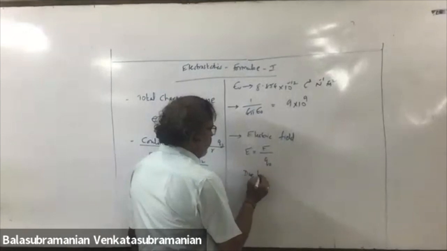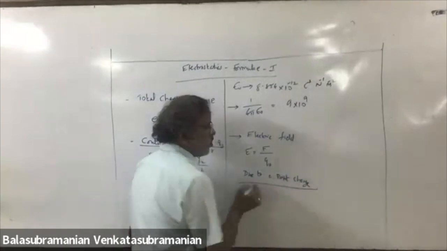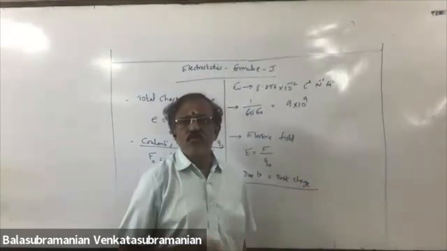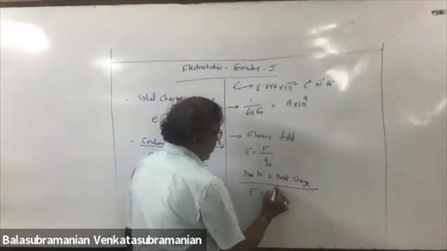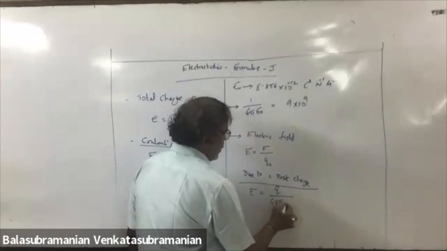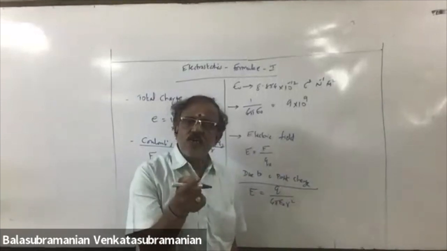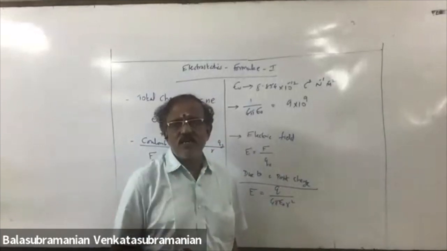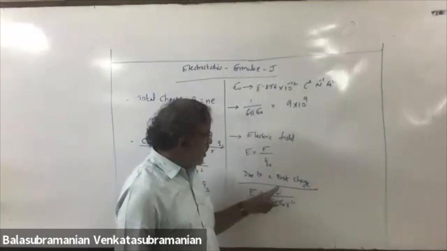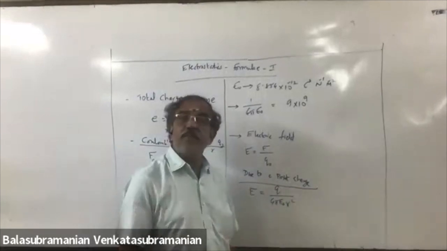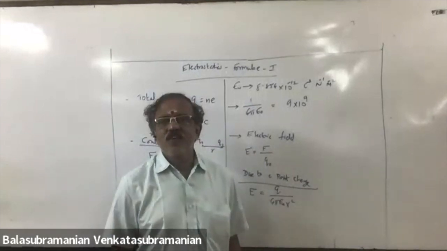Electric field due to a point charge. One charge is Q coulomb, another charge is 1 coulomb. E will be Q by 4 pi epsilon naught r square. Force is Q1 into Q2 by 4 pi epsilon naught r square. Here one charge is Q, another charge is 1. So Q into 1 by 4 pi epsilon naught r square, divided by the test charge, 1 coulomb. So this is the electric field due to a point charge.